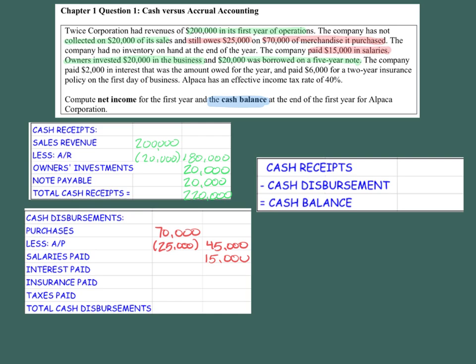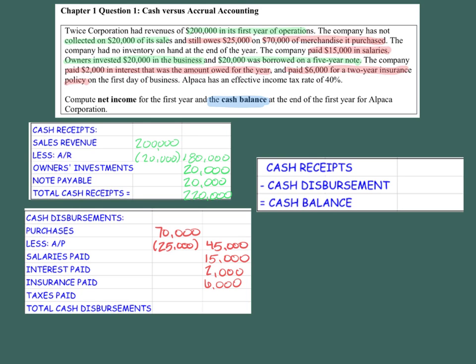Then we have the company paid the $2,000 in interest. That was the amount owed for the year. So we'll record $2,000 in interest as a cash disbursement. Now we have the $6,000 that we paid for a 2-year insurance policy on the first day of business. And under cash accounting, we are going to record $6,000 as a cash disbursement because we paid out all $6,000. Remember, it's all about the movement of cash. It doesn't matter what period it was incurred in. So we will record $6,000 as insurance paid.